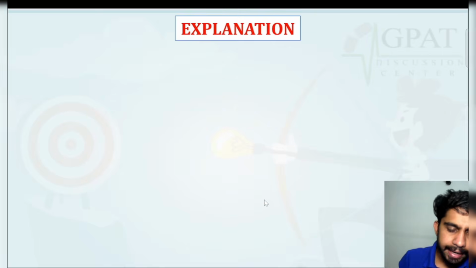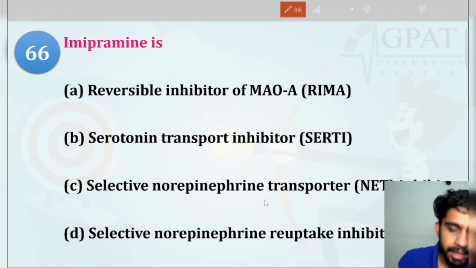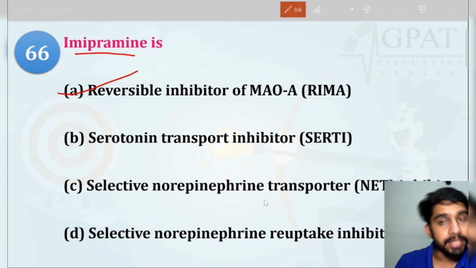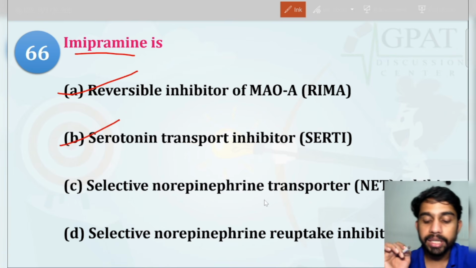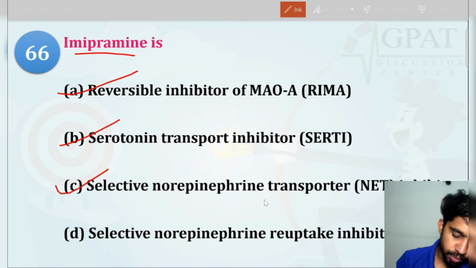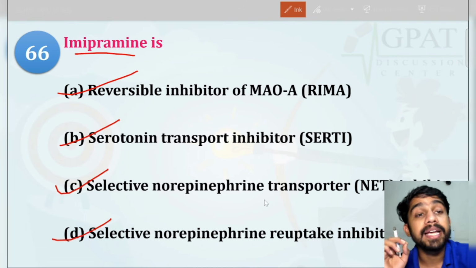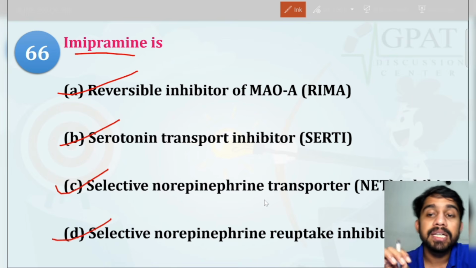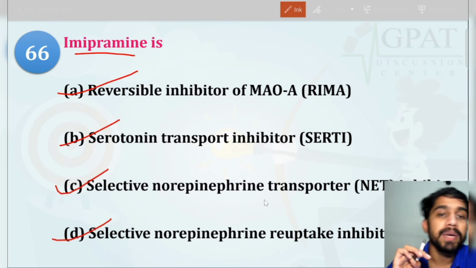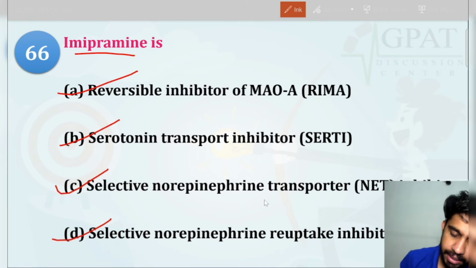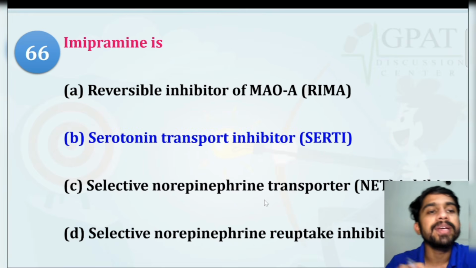Okay, next question, imipramine. What is imipramine? Option A is a reversible inhibitor of MAO-A, that is RIMA. The second option is a serotonin transport inhibitor, that is SERT inhibitor. The third option is a selective norepinephrine transport inhibitor, and the last option is a selective norepinephrine reuptake inhibitor. So imipramine comes under which class? Imipramine is a tricyclic antidepressant, and it inhibits both serotonin and norepinephrine reuptake. So the correct answer for this question is option B, serotonin transport inhibitor.